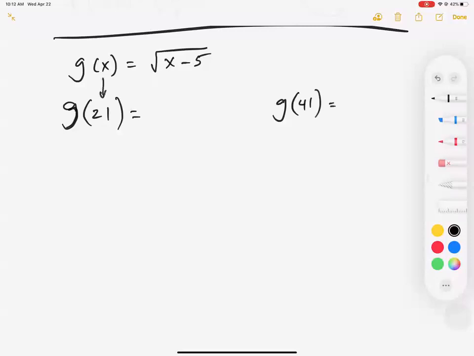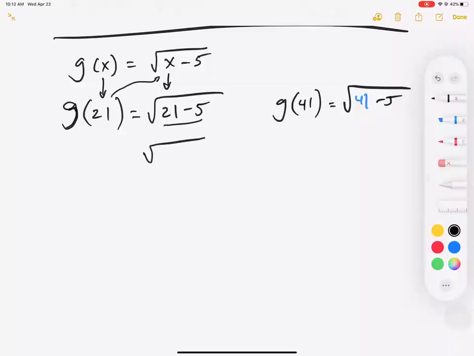So what happens is x became 21, but the 5 is still there. x became 41 here, and we still have a minus 5. When we're looking at these problems, I might not know what the square root of 21 is, but once I plug it in, I have to first subtract 5. 21 minus 5 is 16. Hey, I know what the square root of 16 is. That's going to be 4.